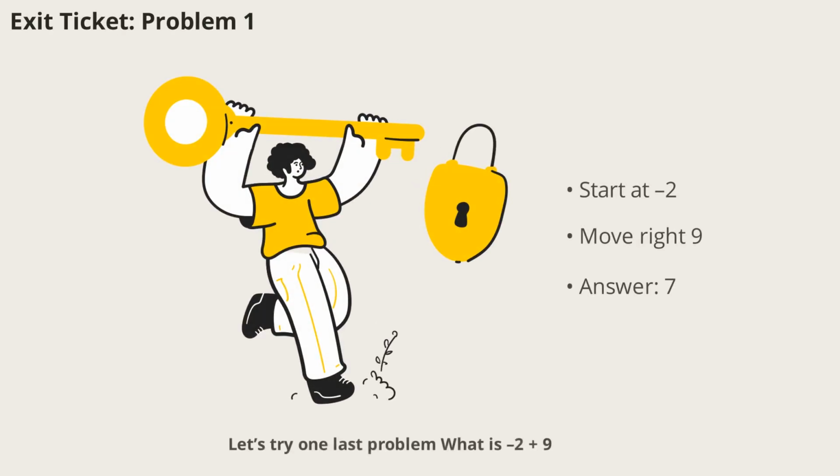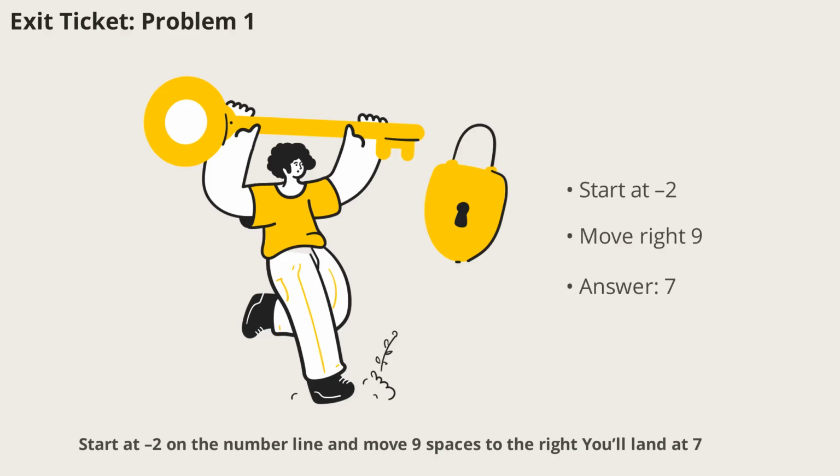Let's try one last problem. What is negative 2 plus 9? Start at negative 2 on the number line and move 9 spaces to the right. You'll land at 7. This quick check helps reinforce everything you've learned today.